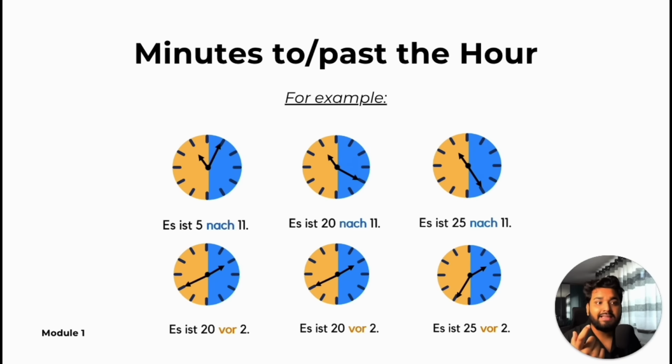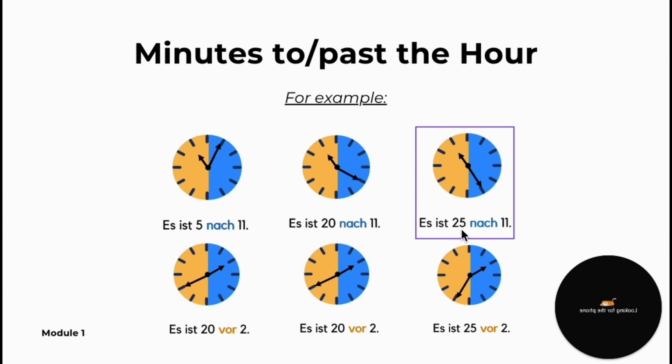For example, es ist 5 nach 11. Like it is 5 past 11. That's why 5 nach 11. Es ist 20 nach 11. It's 20 past 11. That's why es ist 20 nach 11. So, es ist 25 nach 11. It is 25 past 11. That's why es ist 25 nach 11.